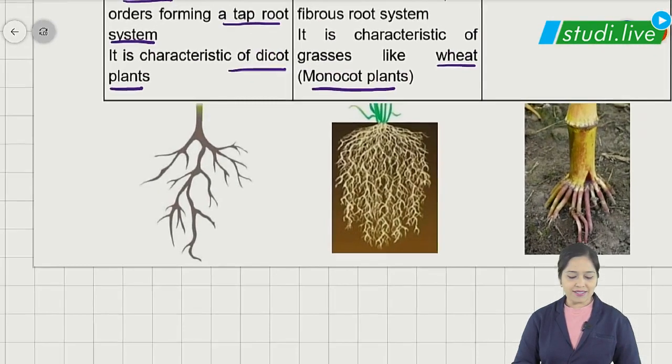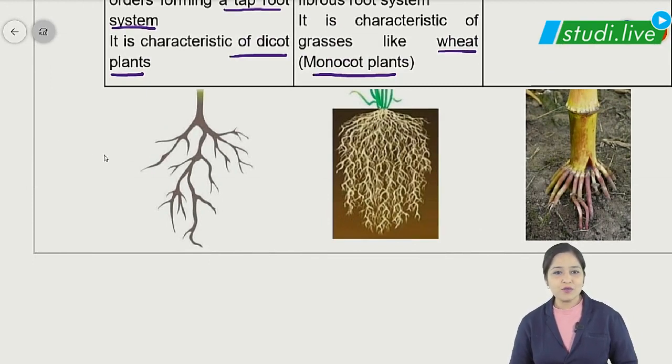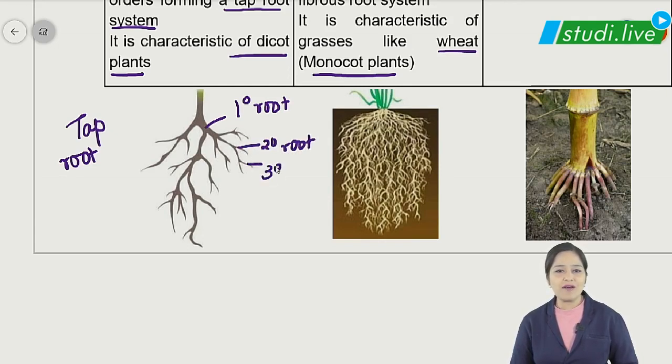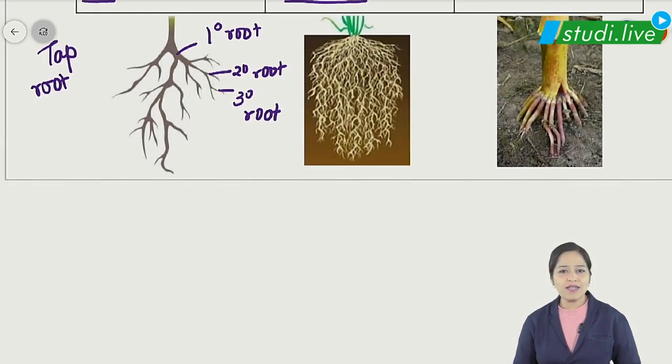So here we can see the figure and understand the difference. This is our tap root. This is the branch of the first order, which is known as the primary root. These are the branches of the second order, known as the secondary roots, and from the secondary roots we have the tertiary roots emerging out. So this is the characteristic feature of the tap root.